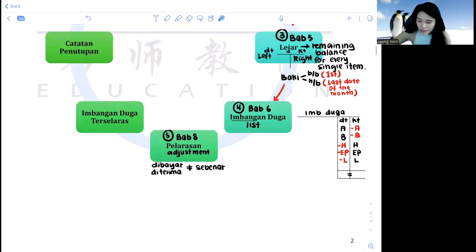So that means what? Your imbangan tuga here is going to have some problems, right? Because yes, you did get it to balance, but now you made an adjustment. Do you still think those numbers are going to remain the same? Of course not. If I've updated them, of course my imbangan tuga also needs to update. That's why step number 6 is also going to be imbangan tuga. Same format, just that you need to add on the word terselaras at the back of it. So exactly the same.